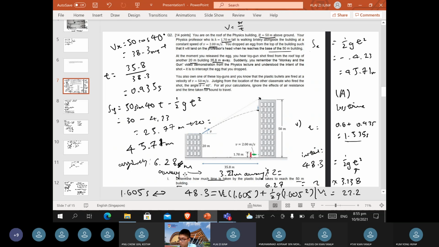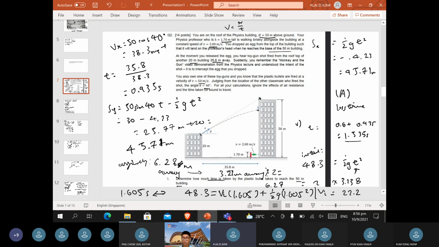So the context is you're on this 50 meters height. Your physics professor is 1.7 meters tall. You drop an egg, and you intend for this egg to hit the professor's head when he is underneath the building. This will become key in part 5. But at the moment you release the egg, you hear a toy gunshot from here. Velocity is 50 meters per second at an angle of 40 degrees, and we know this distance is 35.8. Then they ask, how much time is taken by the plastic bullet to reach the 50-meter building?